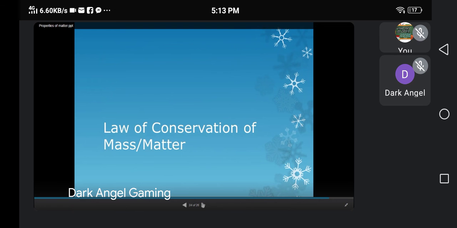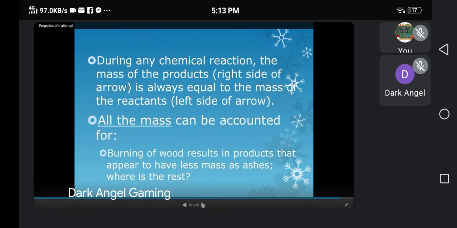Law of conservation of mass and matter. During any chemical reaction, the mass of the products, the right side of the arrow, is equal to the mass of the reactants, the left side of the arrow. All the mass can be accounted for. Burning of wood results in a product that appears to have less mass, as ashes. Where is the rest?